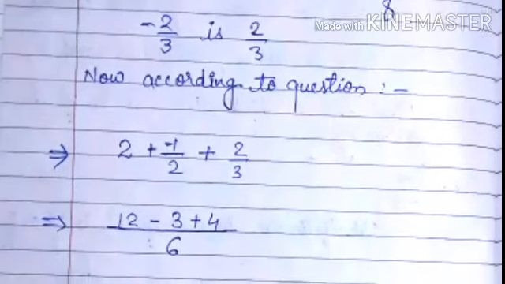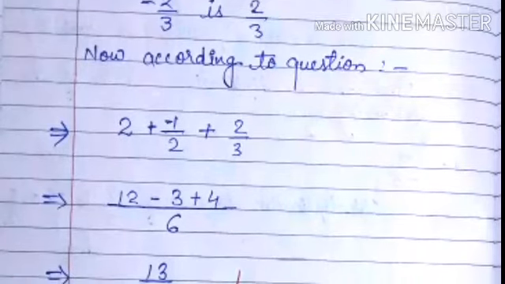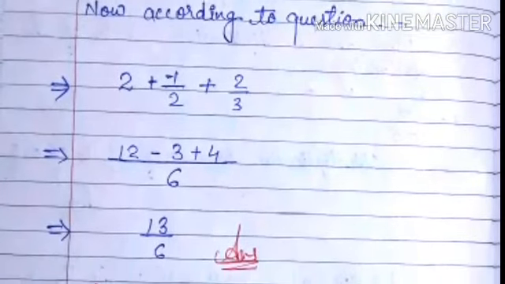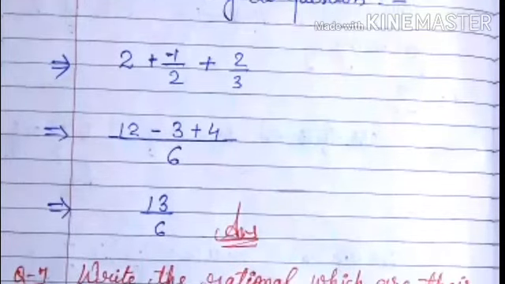Now we will take the LCM of 2 and 3, that is 6. So we get 12 minus 3 plus 4 upon 6. Finally we get 13 upon 6 as the answer.